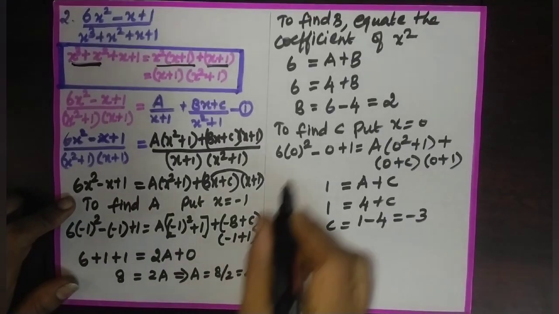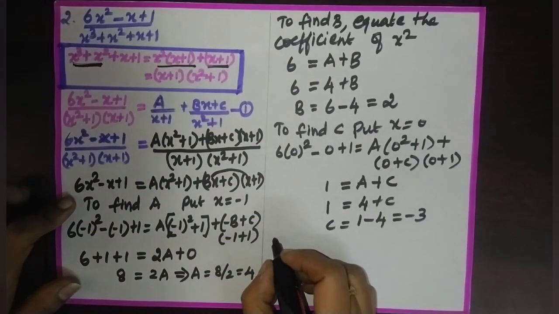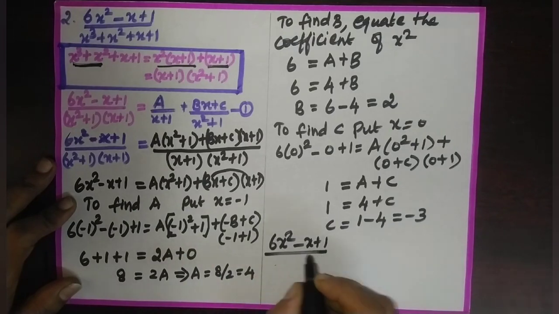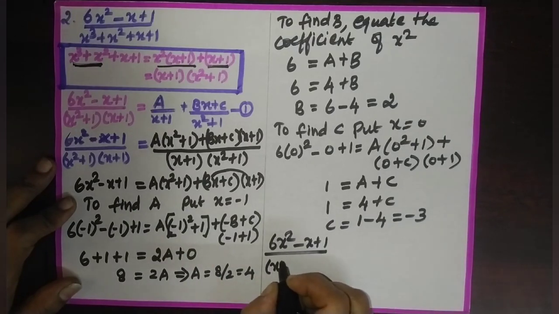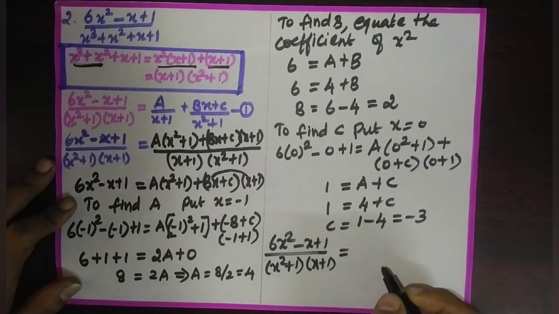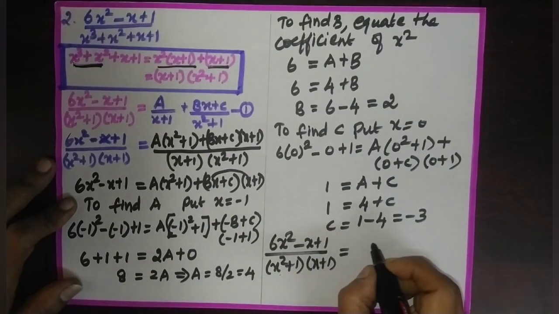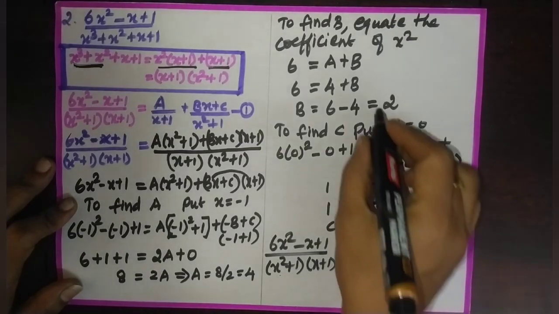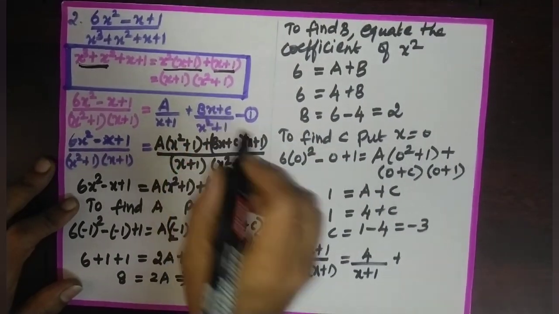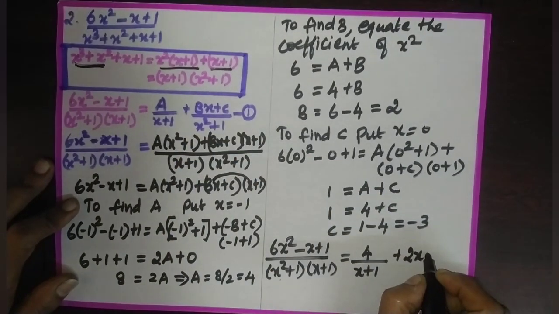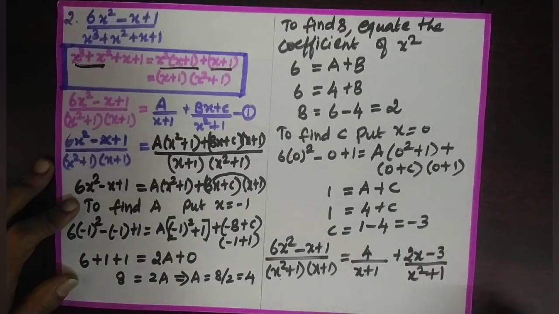Now substitute a, b, c values in 1. Then we get 6x square minus x plus 1 by x square plus 1 into x plus 1, which is equal to, in the place of a we need to substitute 4. 4 by x plus 1. In the place of b we need to substitute 2. 2 into x is 2x. In the place of c, substitute minus 3 by x square plus 1.